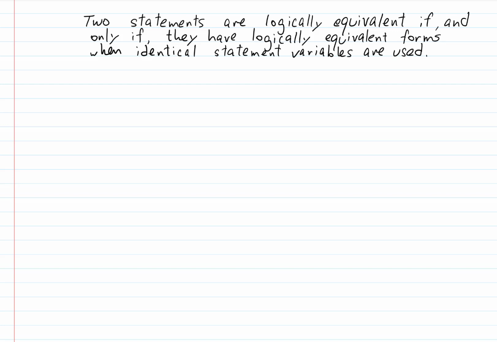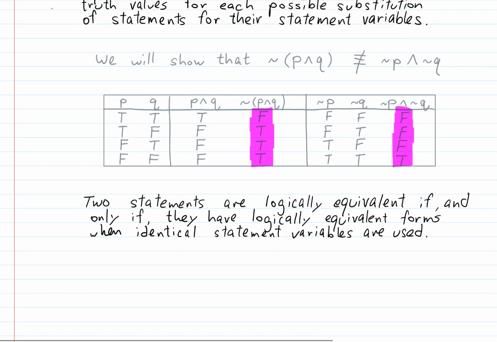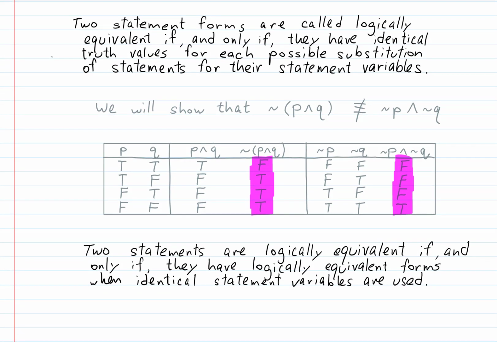So basically what that means is this. If you want to know if two statements, which are actual sentences, not just symbols, are logically equivalent, what you do is you write down the statement form for each statement using the same variables, and then you do a truth table to see if those statement forms are logically equivalent. Okay? So that's how logical equivalence works.